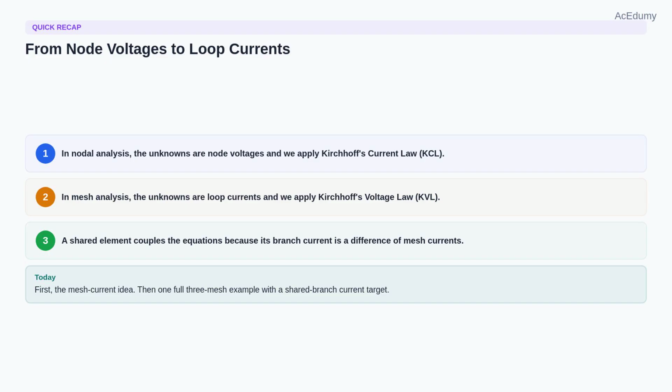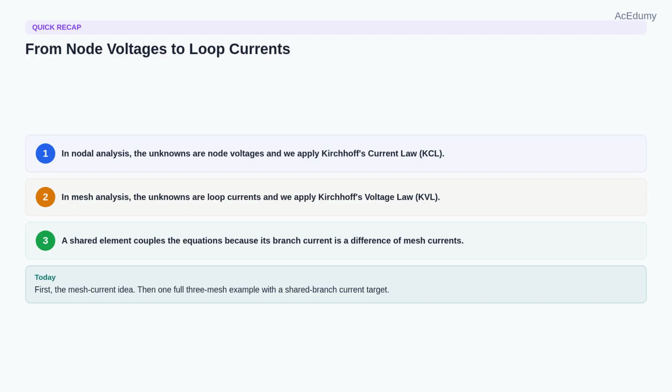Until now, our main unknowns were node voltages. Today we switch to a different viewpoint, mesh currents. Instead of writing Kirchhoff's current law at nodes, we assign one loop current to each mesh and apply Kirchhoff's voltage law around each loop. This works best for planar circuits where the loops are clearly separated on the page.